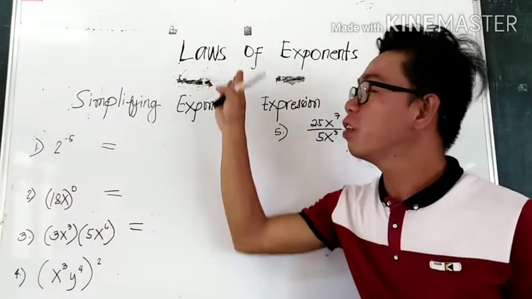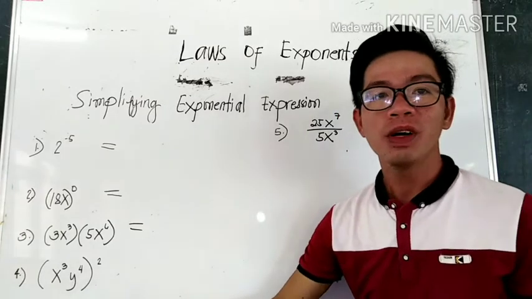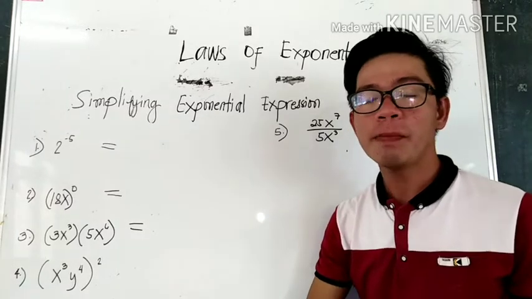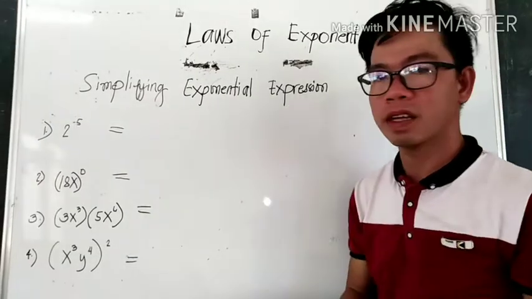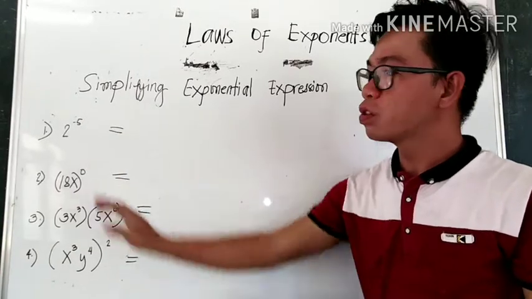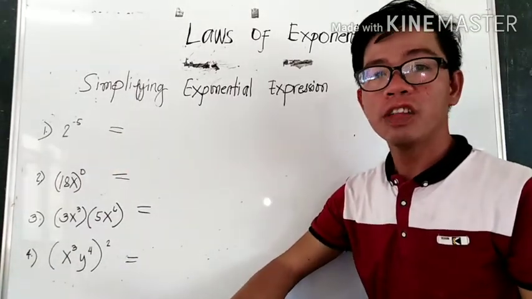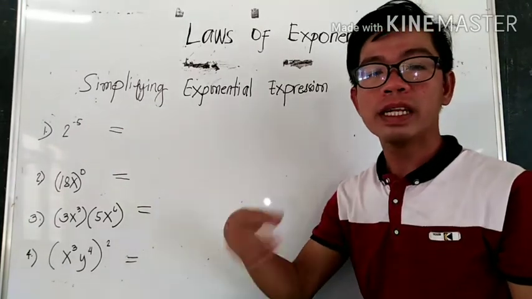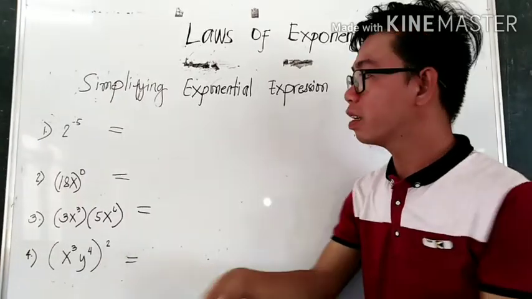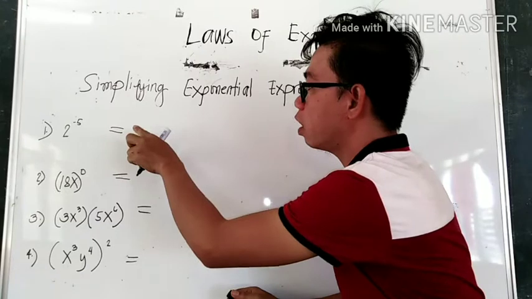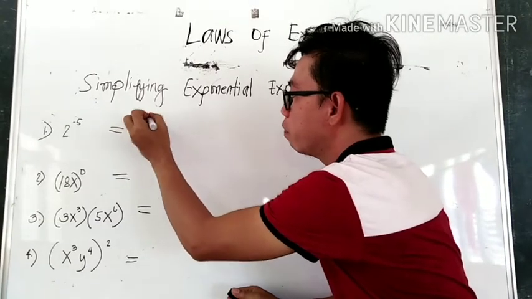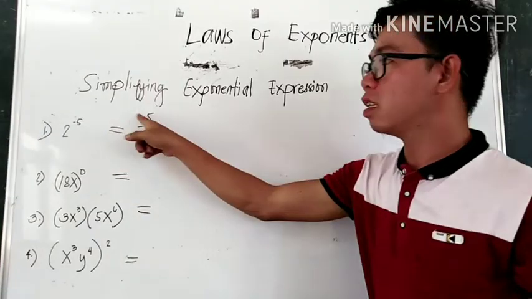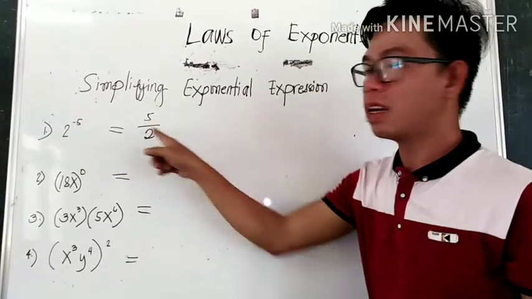Okay, since we already know the laws of exponent, now we will simplify exponential expressions. By applying the exponent rule, we have example number 1, 2 raised to the power of negative 5. In order for us to make the exponent positive, we will get its reciprocal. We have 1 over 2 raised to 5. The exponent is in the denominator and our base is in the denominator.